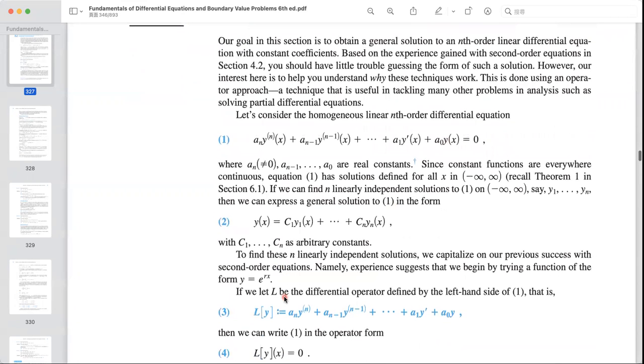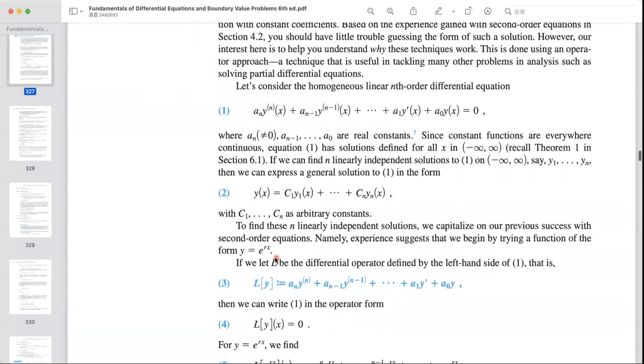Very easy. So how do we find these n linearly independent solutions? Now, let's recall in chapter 4, we assume the solution is y equal to e to the rx. So let's assume the solution looks like this. Then let's substitute this solution into the homogeneous equation number 1.